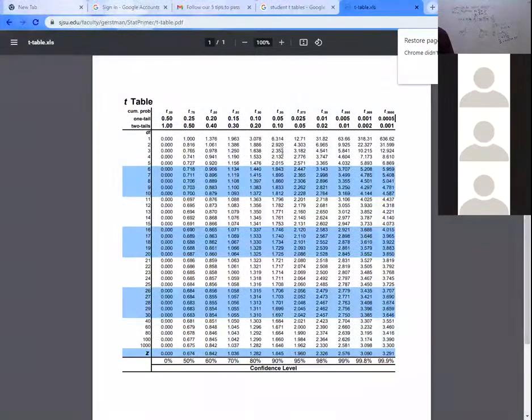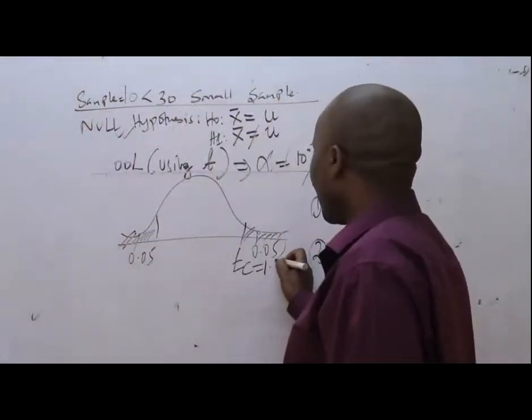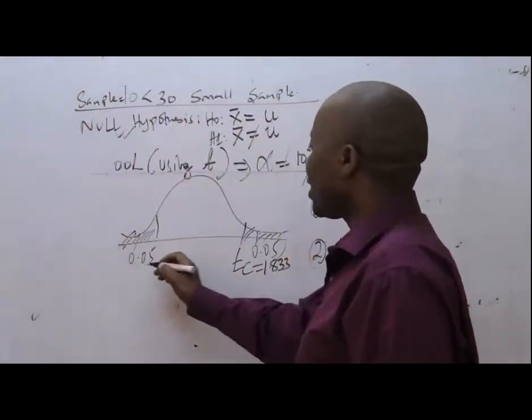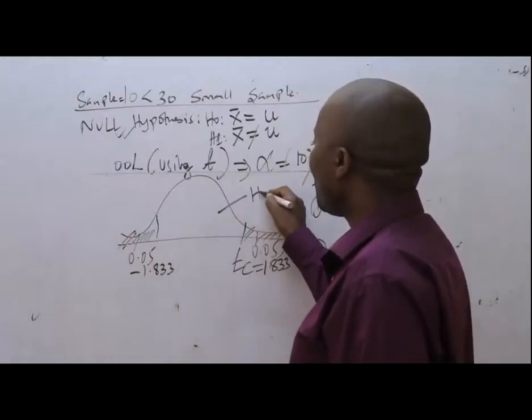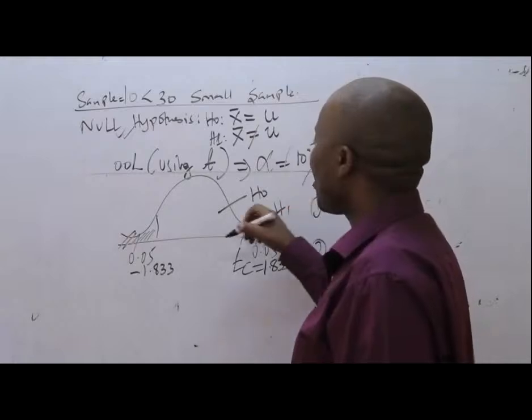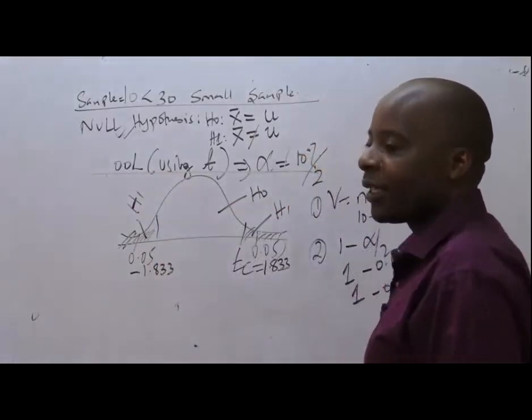How many degrees of freedom you can see here? 9, 1.833, this figure here. Great, thank you. So they're telling me that this should be 1.833 positive, and on the other side will be minus 1.833. Now they know that the unshaded is always at 0. The shadeds are always what here? Alternatives. They're H1s.